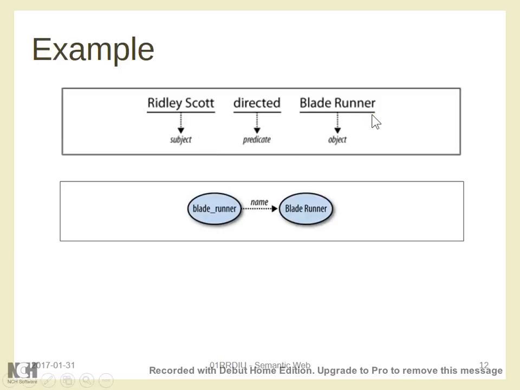So, if we take a very simple sentence, Ridley Scott directed Blade Runner, for example, this is a statement in the English language where we can identify a subject, a predicate or a verb, and an object. So this can be translated in RDF if we represent Ridley Scott in RDF as a node, Blade Runner as another node, and the directed predicate as another.